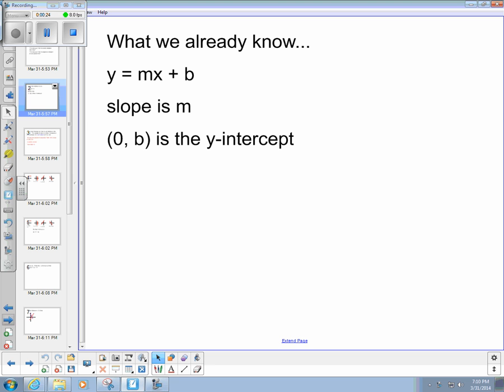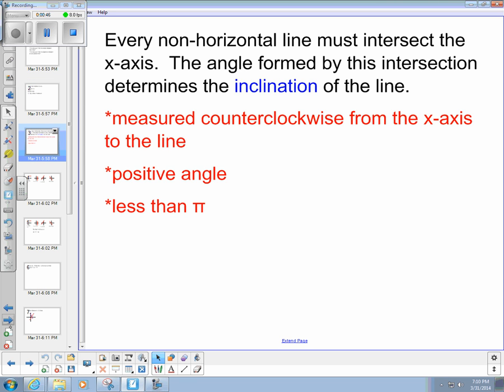So what do we already know about lines? Well, since Algebra 1, you have learned about slope-intercept form y equals mx plus b, where the slope of the line is m, which represents your rise over your run, and then the point (0, b) would be the y-intercept, or where the line crosses the y-axis. So we're not changing this information, we're just going to add a little bit to it.